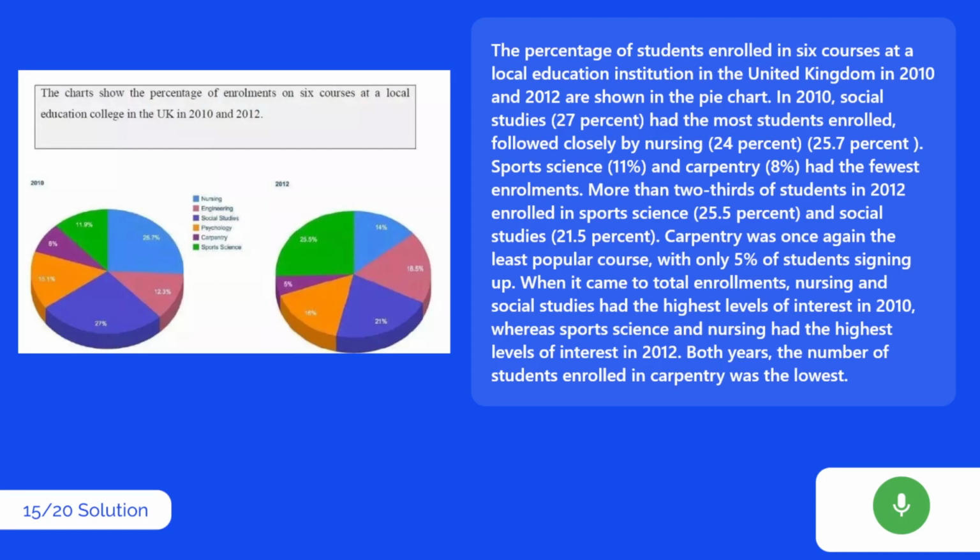More than 2/3 of students in 2012 enrolled in Sports Science, 25.5%, and Social Studies, 21.5%. Carpentry was once again the least popular course, with only 5% of students signing up. When it came to total enrollments, Nursing and Social Studies had the highest levels of interest in 2010, whereas Sports Science and Nursing had the highest levels of interest in 2012. Both years, the number of students enrolled in Carpentry was the lowest.